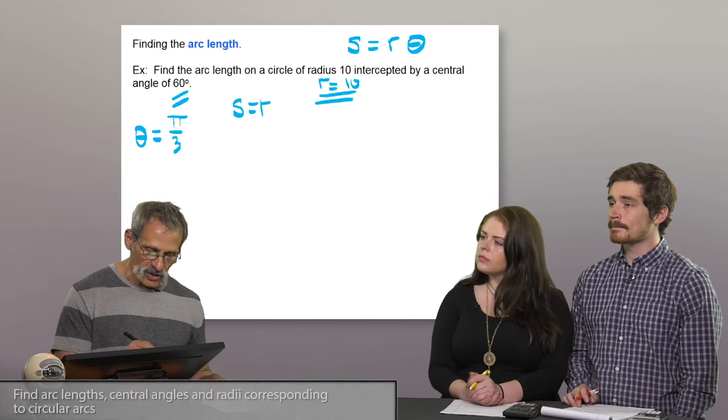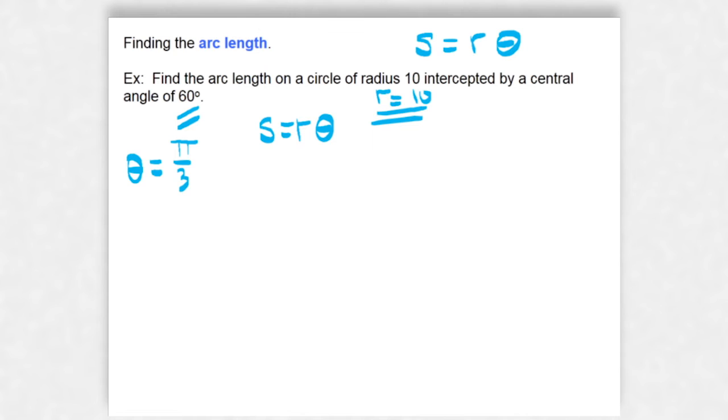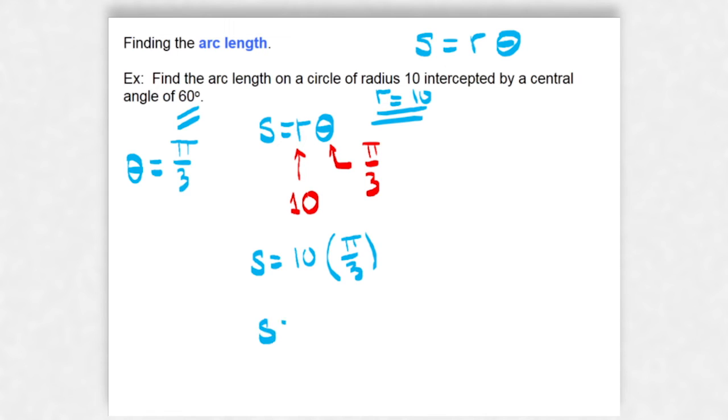So when I write s is equal to r theta, all I'm going to do is substitute. For r, I'm going to substitute 10, and for theta I'm going to substitute pi over 3, and I'm basically done. S is equal to 10 pi over 3. And that's the length of the intercepted arc.